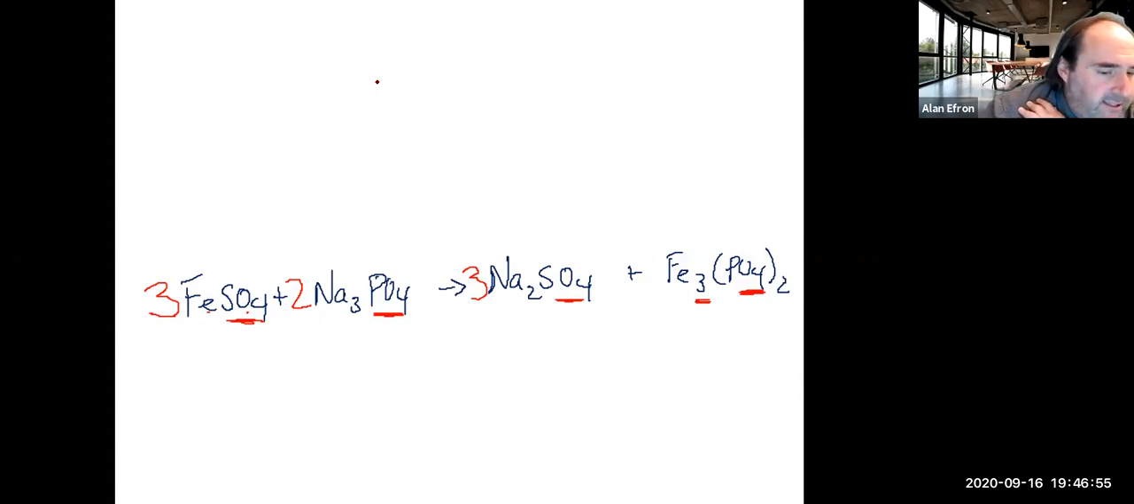Any questions on that? And again, you can see we didn't change any small numbers, no subscripts. We didn't put any numbers in between things. Only the numbers in front are the only thing that you should touch or change when you're balancing an equation. Any questions on balancing equations?